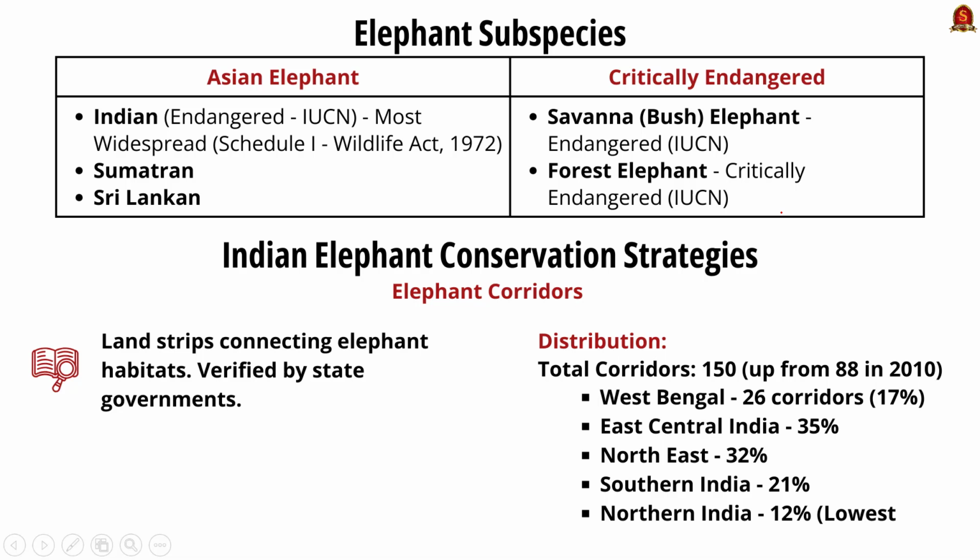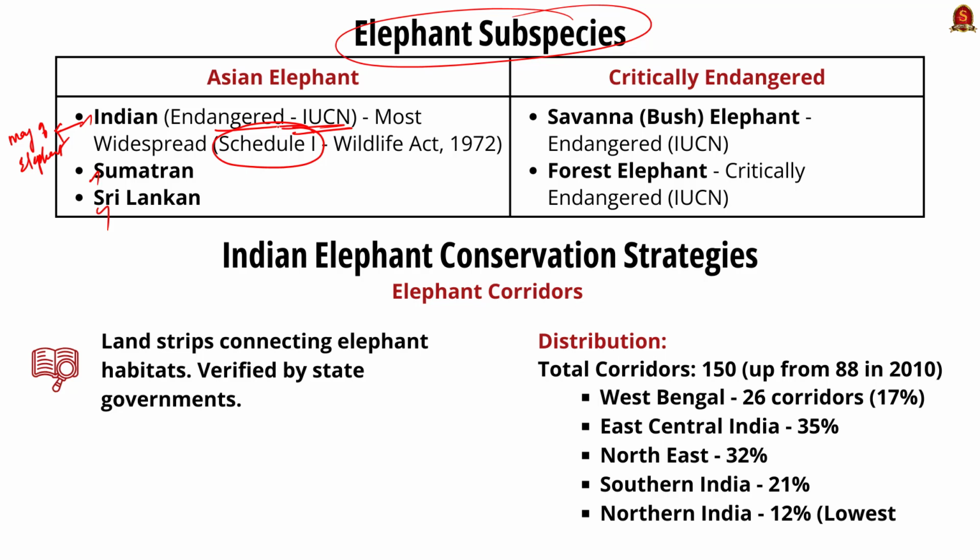See, there are three subspecies of Asian elephant, which are the Indian elephant, Sumatran elephant and Sri Lankan elephant. The Indian subspecies has the widest range and accounts for the majority of the remaining elephants on this continent. Know that it is placed as endangered under the IUCN Red List. With respect to the Wildlife Protection Act 1972, Indian elephants are placed in Schedule 1.